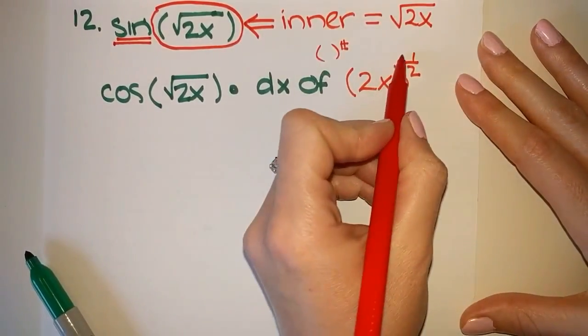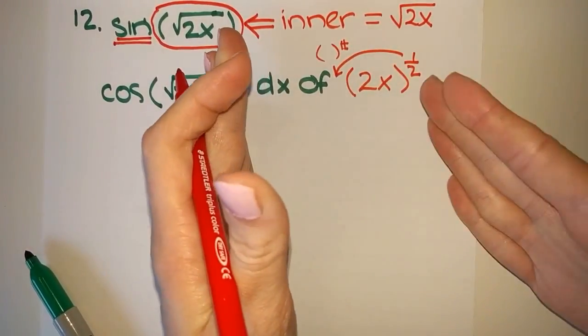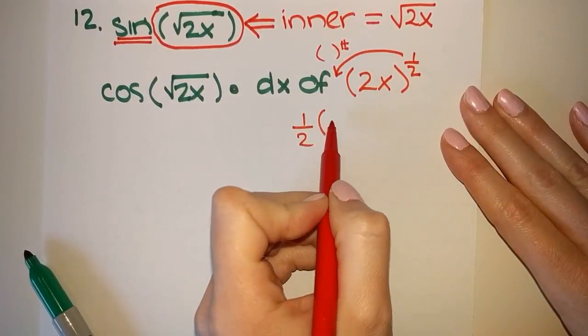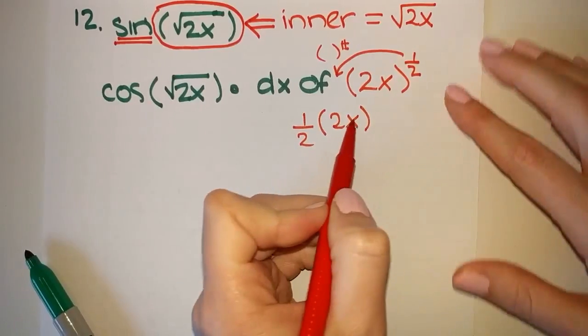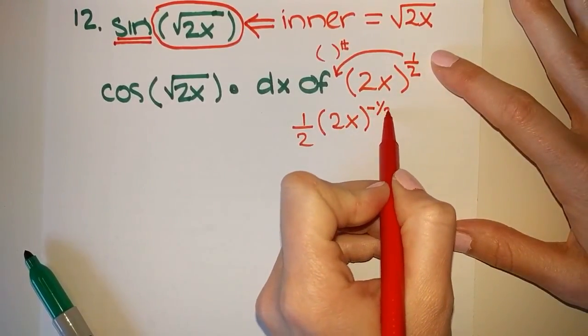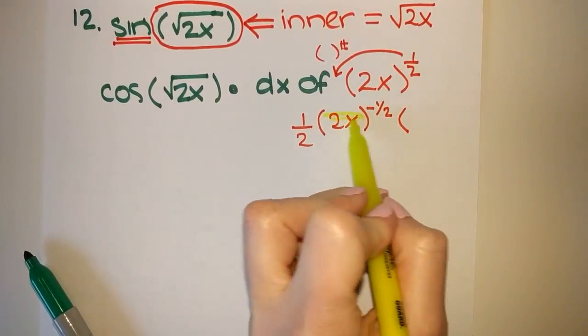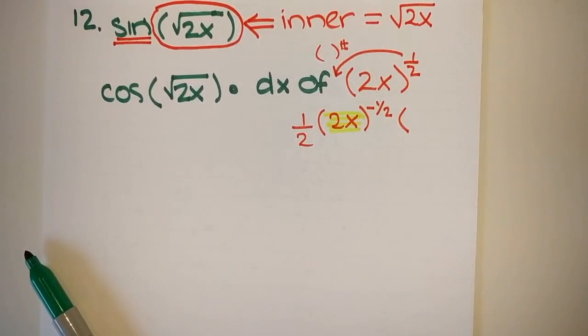So to take the derivative of the inner, we go off to the side here and we think just about the derivative of the inner for a moment. We will have 1/2 times 2x, subtract 1, get negative 1/2, and then multiply by the derivative of the inside, and the derivative of 2x is simply 2.